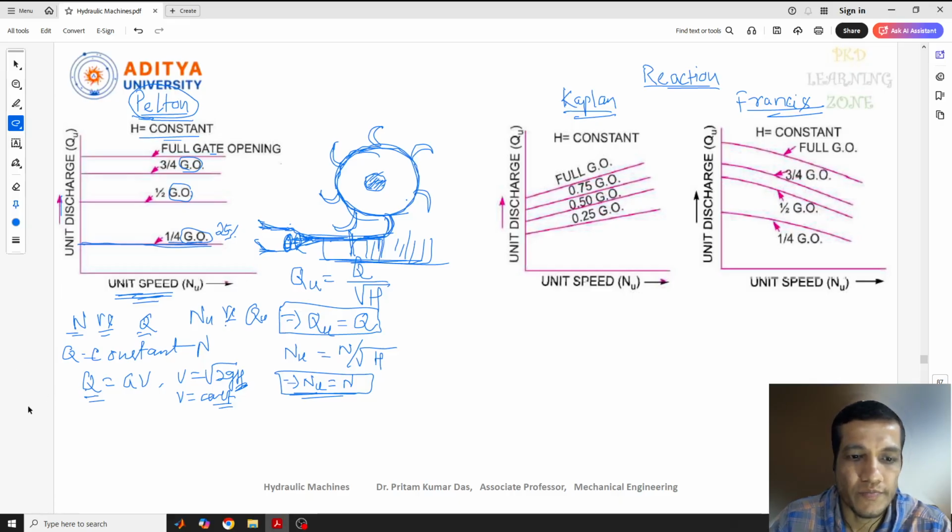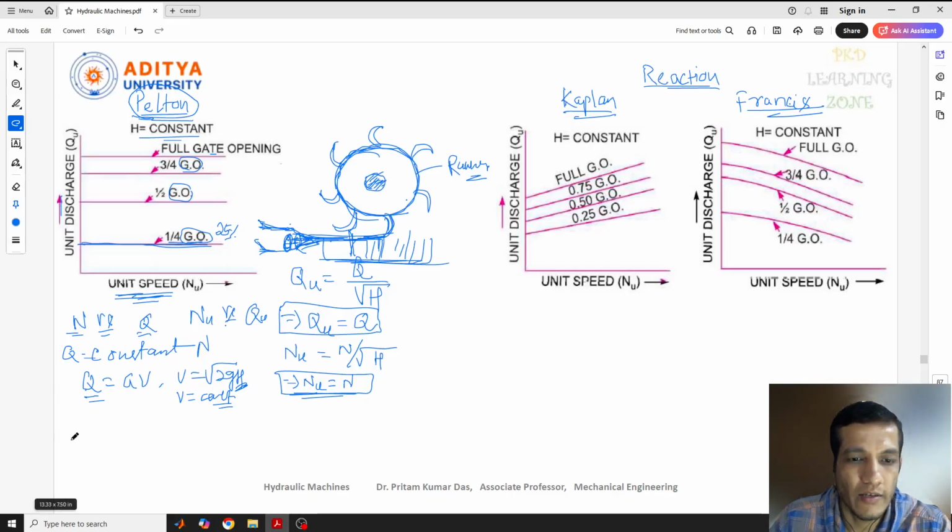So here, as I told you, this part is the runner, this is our shaft, and this is our nozzle. This is the runner speed. This runner speed does not influence the jet flow, and so the change of unit speed does not affect the discharge.